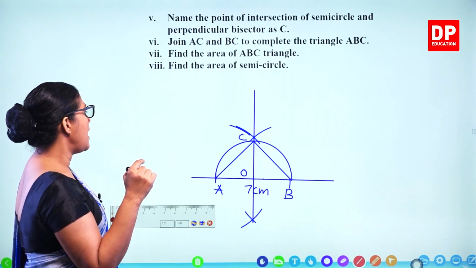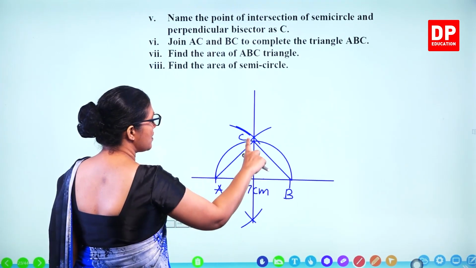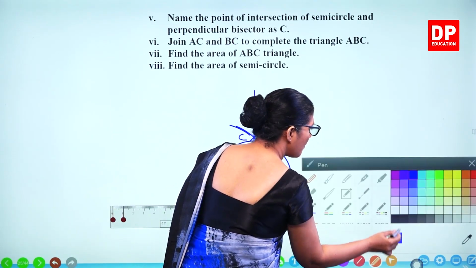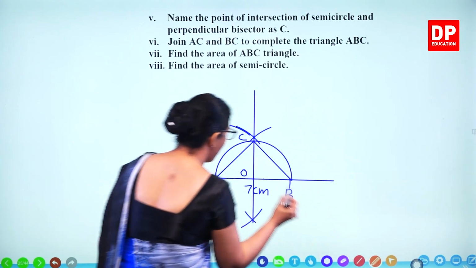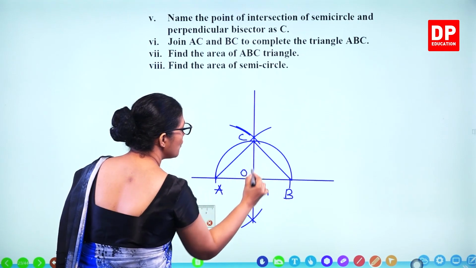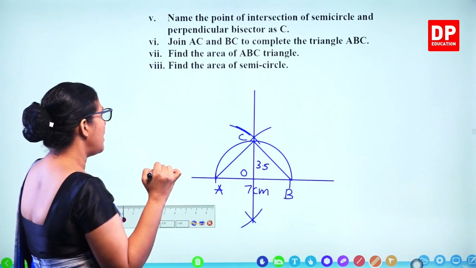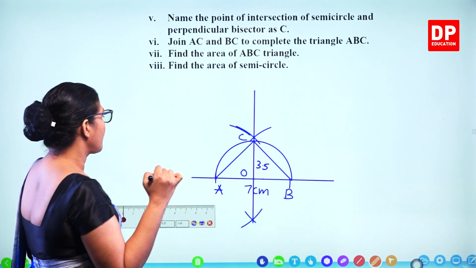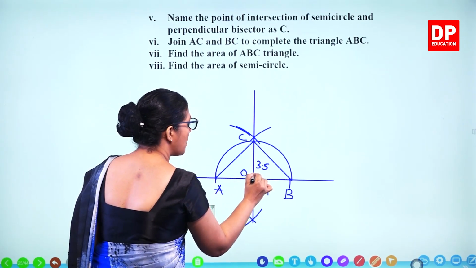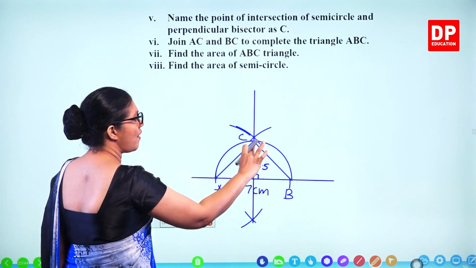How do you find the area? What's the method? We know the radius. AB is 7, so the radius is 3.5, 3.5. So this length is also 3.5. And we know here, is this perpendicular? Yes. This is the perpendicular bisector. This is 90 degrees.